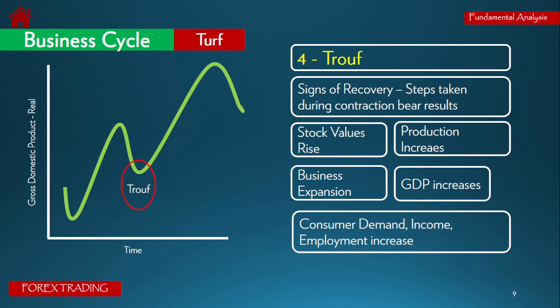That is, the steps taken during contraction bring results into something positive. We see stock values rise, production increases, businesses begin to expand again, GDP increases, and as a result, consumer demand, consumer income and employment begin to increase.